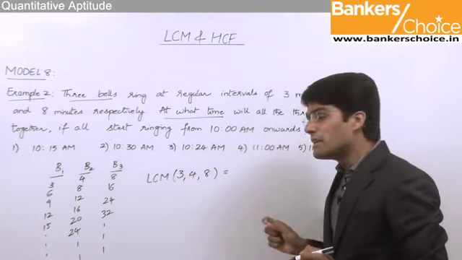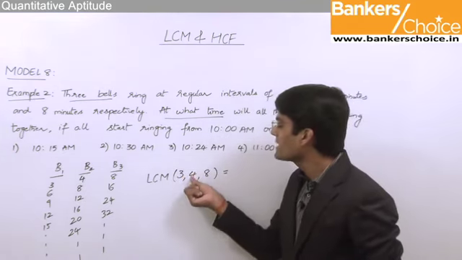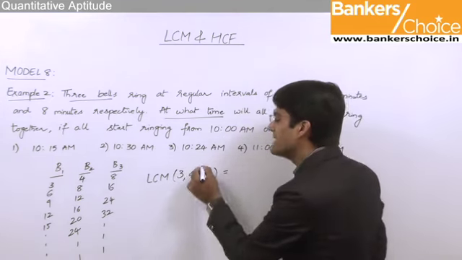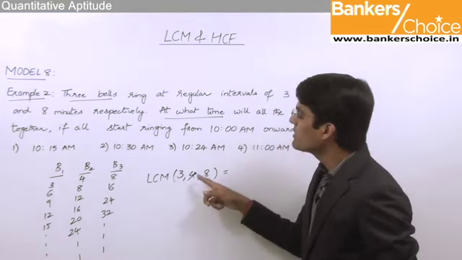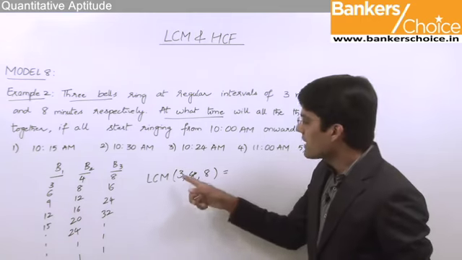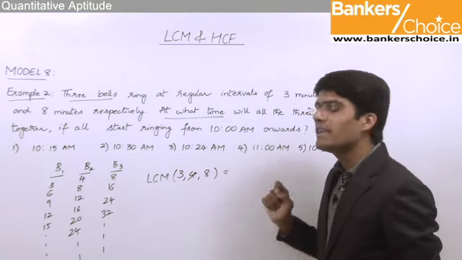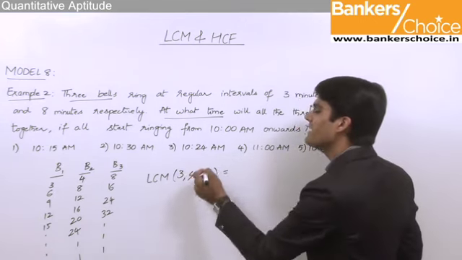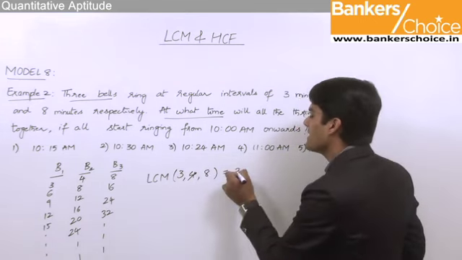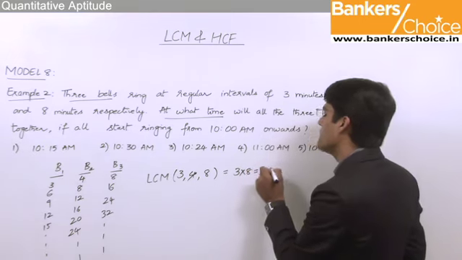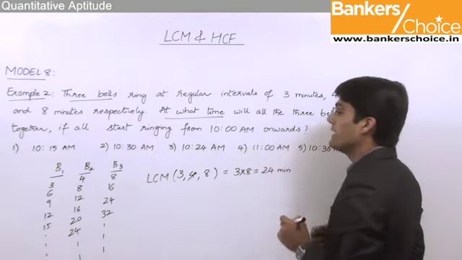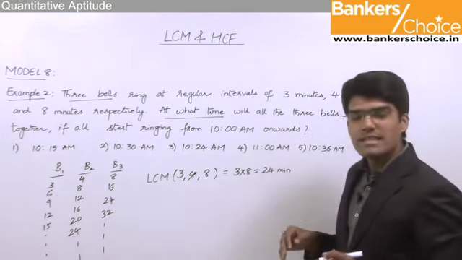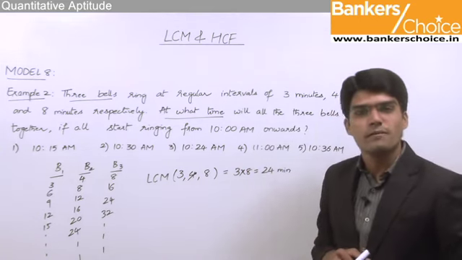Now as we have already learned, whenever we have a number which is a factor of some other number, then the LCM can be directly taken without considering that number. So the answer here should be the LCM of 3 and 8. And since 3 is a prime number, the LCM directly can be taken as 3 into 8. So the answer here is 3 into 8, that is 24 minutes. So very clearly, these 3 bells will ring together after 24 minutes.